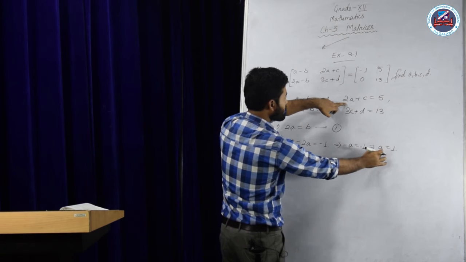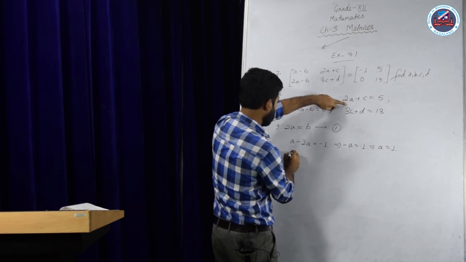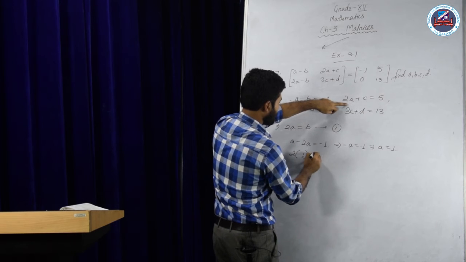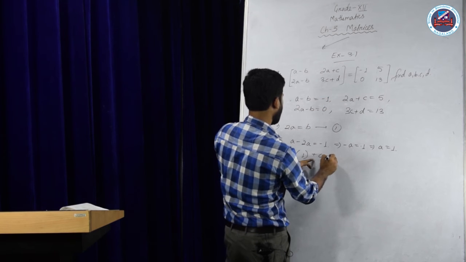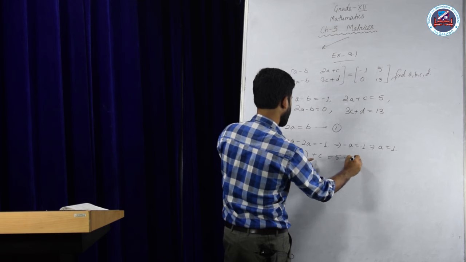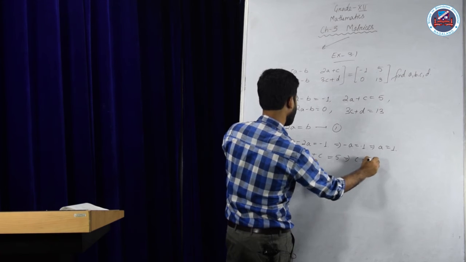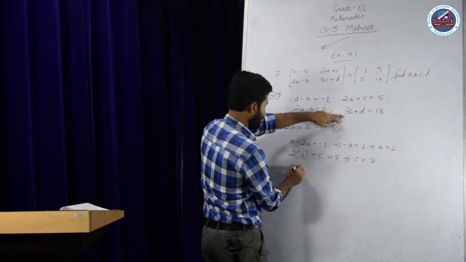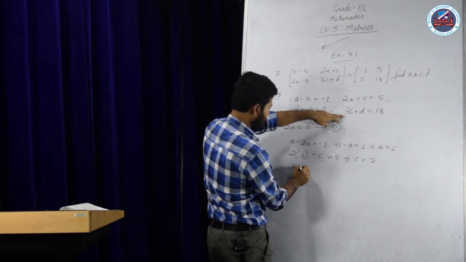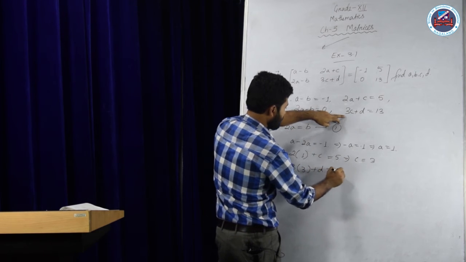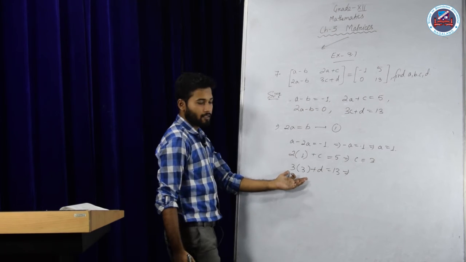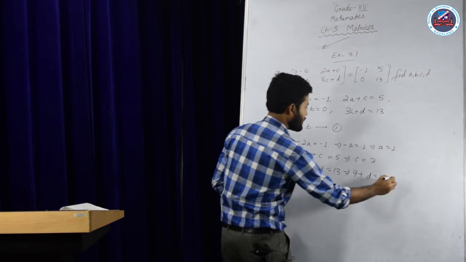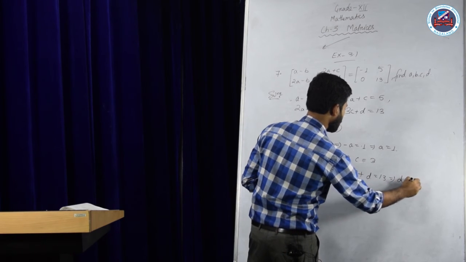Now, use this A in the second equation, so it will be twice of, in place of A, replace it by 1, 2 into 1 plus C is equal to 5, and this gives us C is equal to 3. From the fourth equation, we have 3C plus D is equal to 13. So replace C by 3, and here we shall have 3 into 3 will be 9 plus D is equal to 13, and this will give us D is equal to 4.